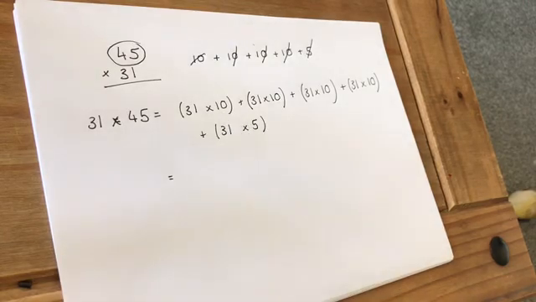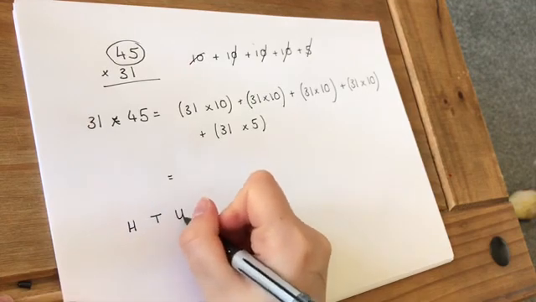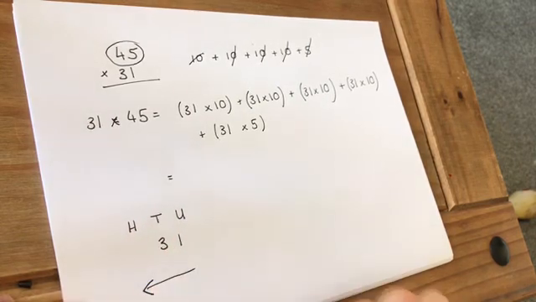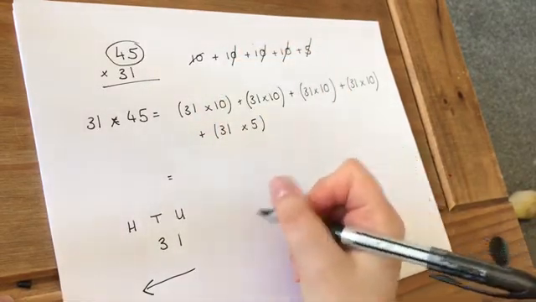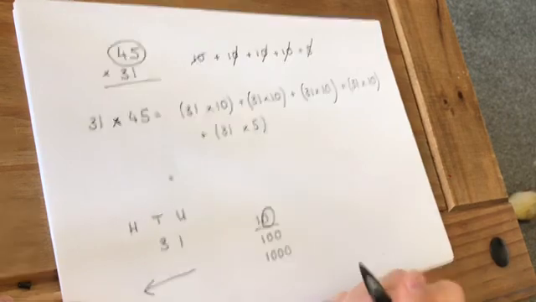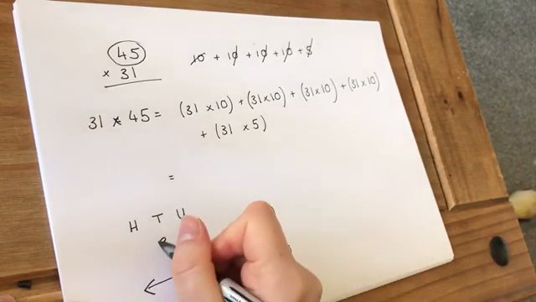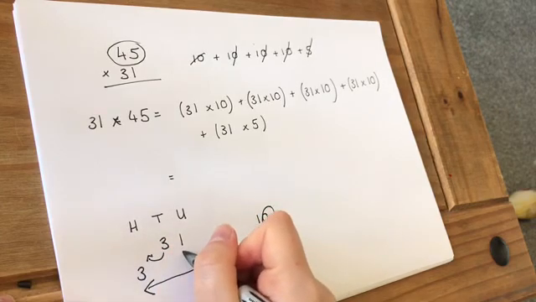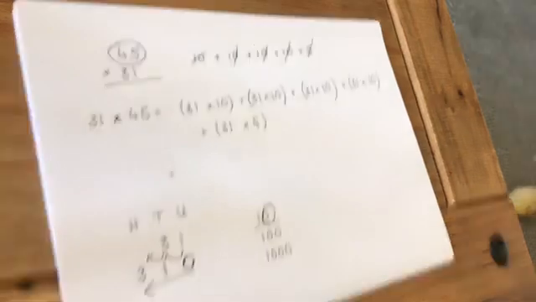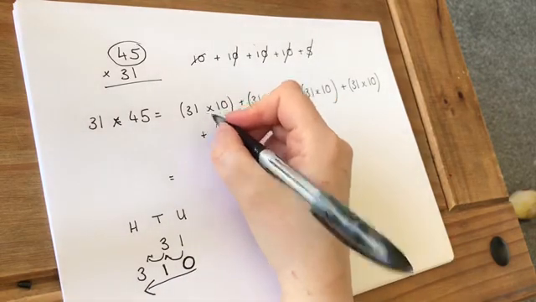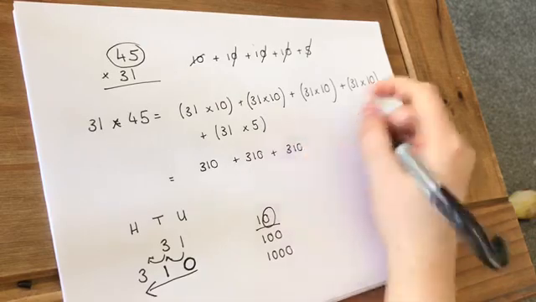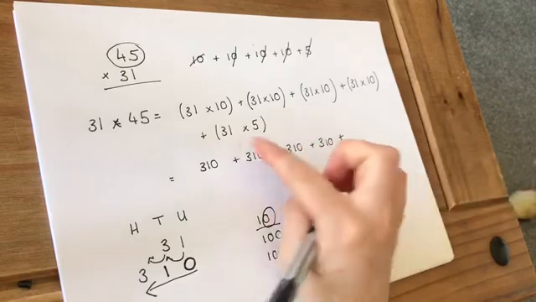So 31 times 10, we should know from doing our hundreds, tens and units. We have 31 and we're going to times by 10. So we know that our number is going to get bigger, so we're going to move up this direction. Because we're timesing by 10 and not 100 or 1000, there is only one 0, so we're only going to move one column. Our 3 is going to jump up one column, our 1 is going to jump up one column, and we're going to have a 0 as a placeholder in this column. So we've got 310. Same sum for the next one, so plus 310, plus 310, and plus another 310.